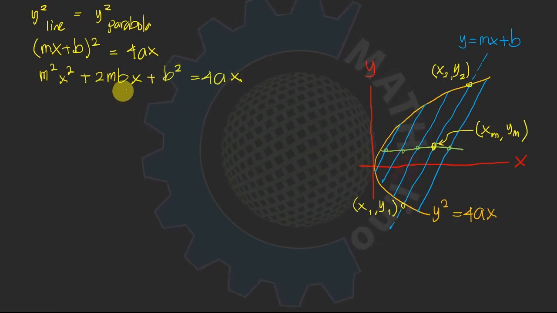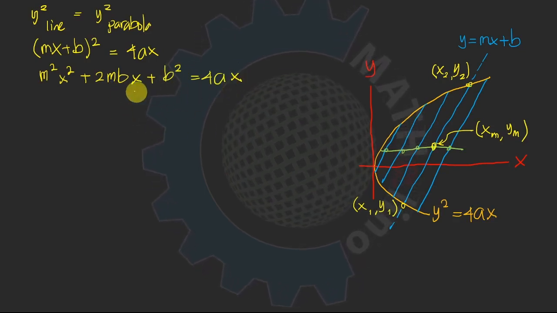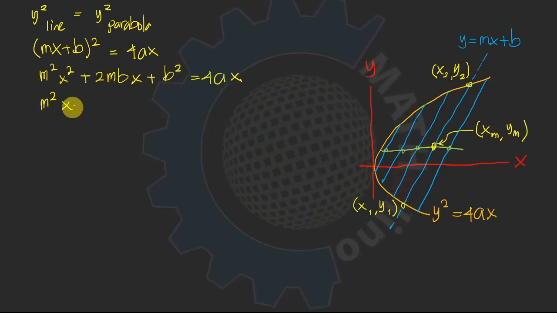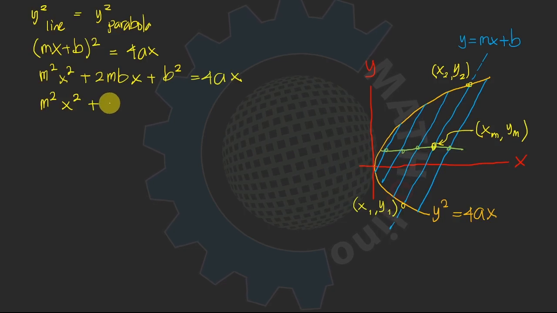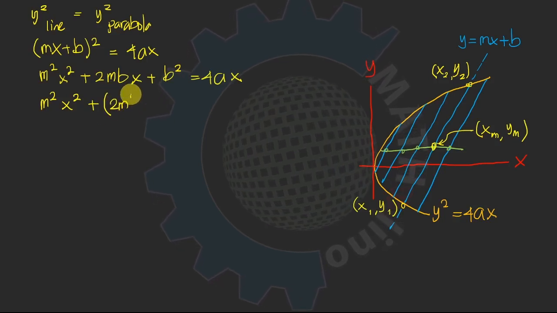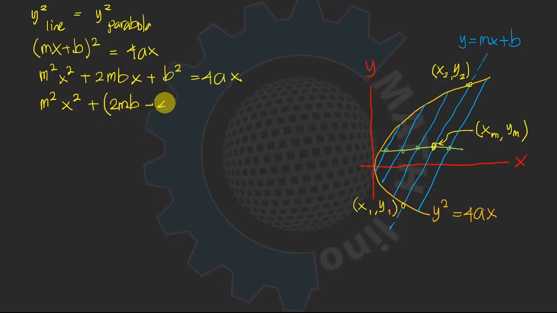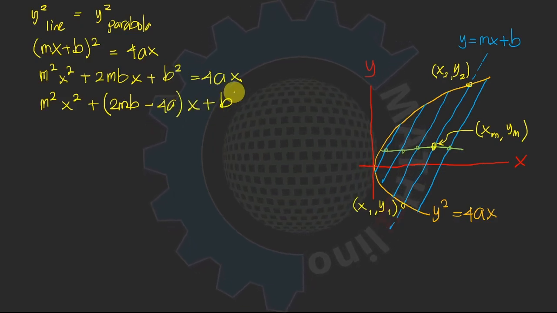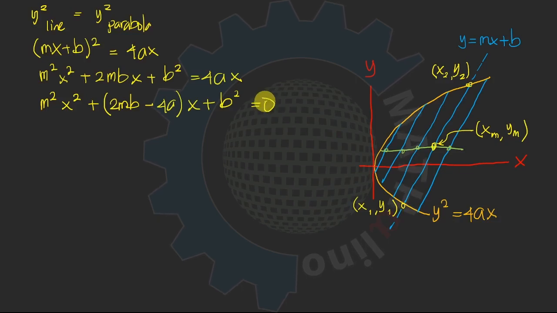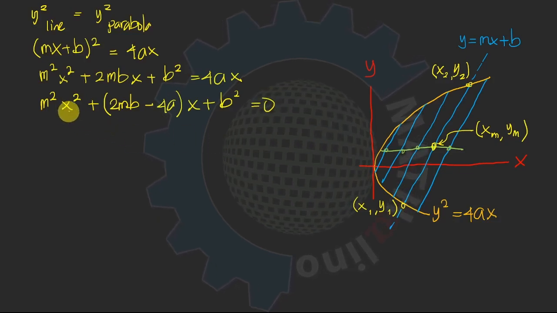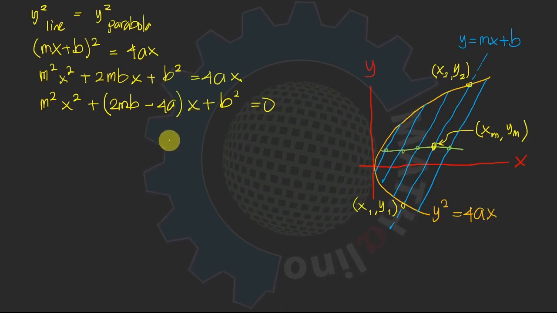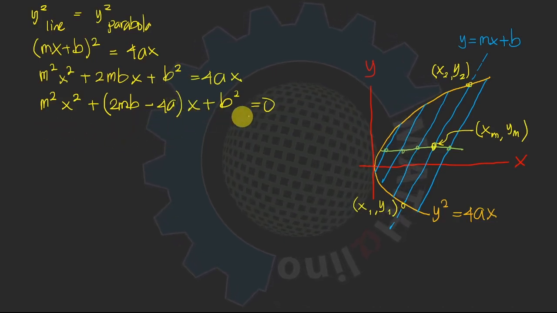Now, we can combine these two because they have this value x. We have m squared x squared plus (2mb minus 4a) times x, factor the x, plus b squared. What is this equation? This is actually a quadratic in x. We have this x squared and we have this x. Quadratic equation in x.